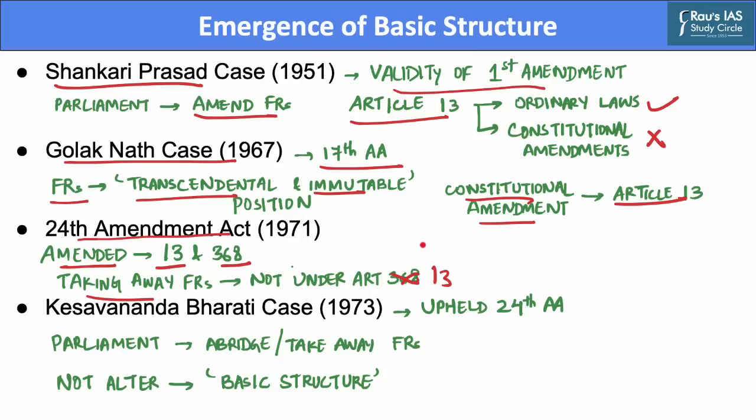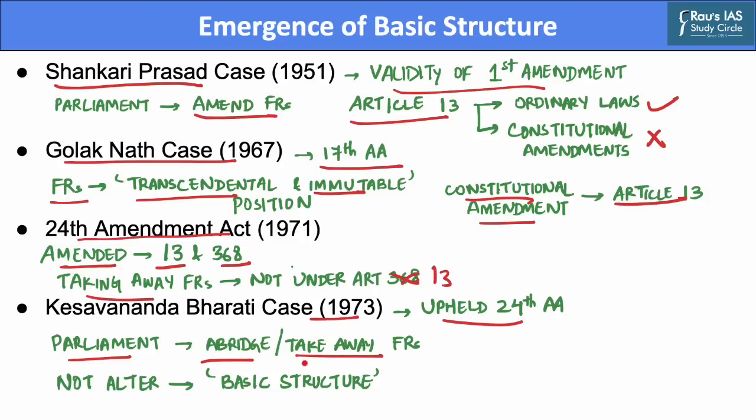This scope of the power to amend became especially important when the right to property, which at the time was a fundamental right, was impacted by the land ceiling laws. And this particular provision was centrally challenged in the Kesavananda Bharati case. In the Kesavananda Bharati case of 1973, the Supreme Court overruled the judgment of the Golaknath case. It upheld the validity of the 24th Amendment Act and stated that Parliament has the power to abridge or take away any of the fundamental rights.